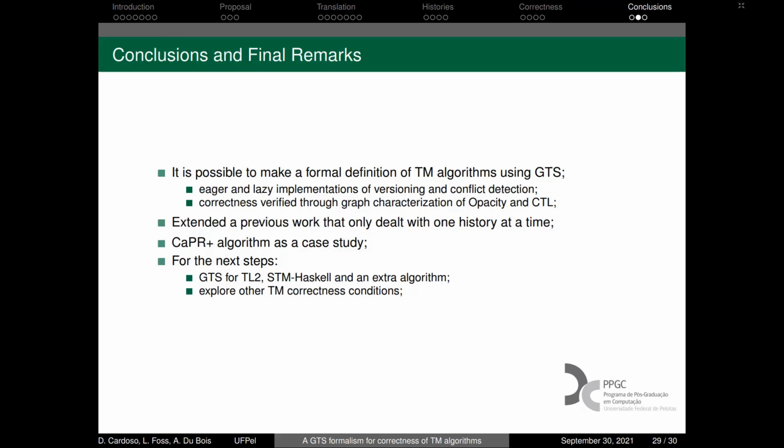For the next steps, we want to create GTSs for other algorithms like the TL2, which has been proven to be opaque, the STM Haskell, which has been proven to not be opaque, and maybe a newer algorithm as an extra. We also want to explore other TM correctness conditions. We used graph characterization of opacity because it has already been introduced, so it was an easy choice. We want to see if other properties can also be created into graph characterizations.